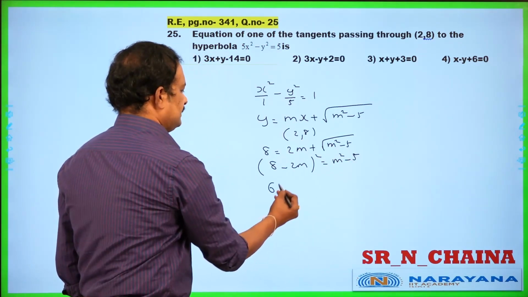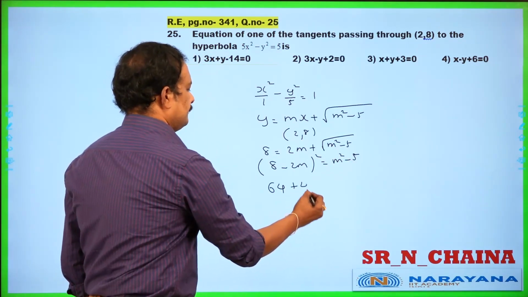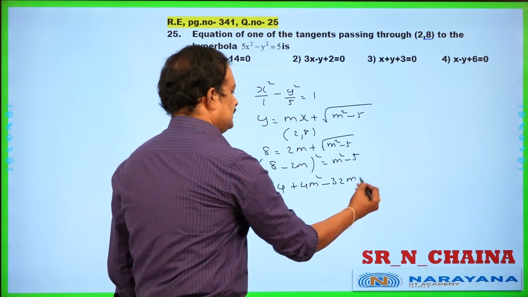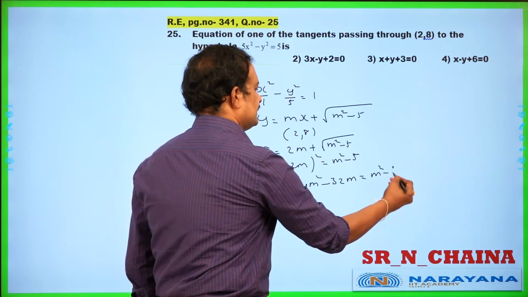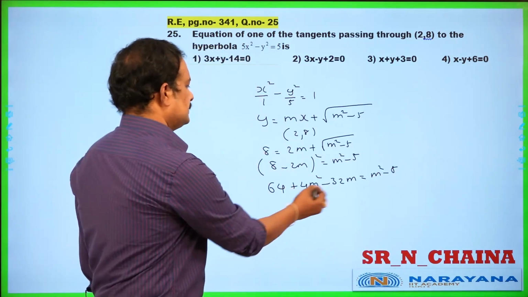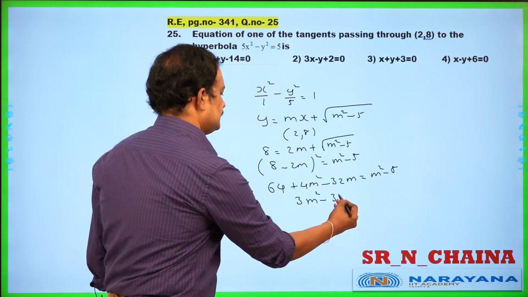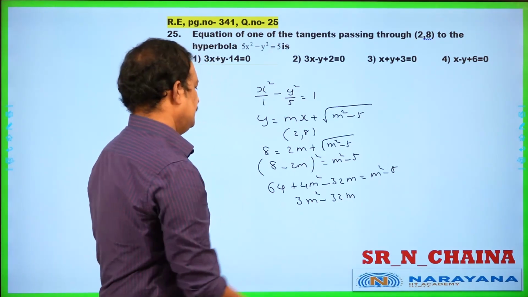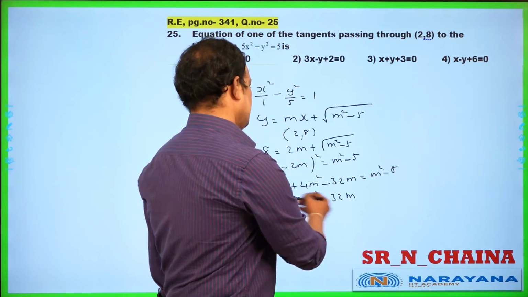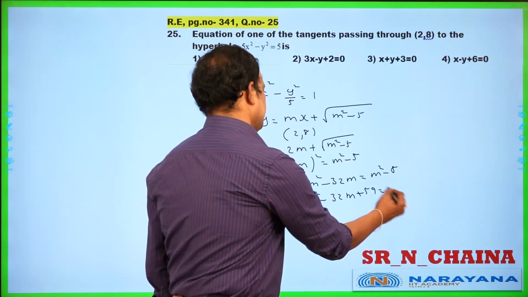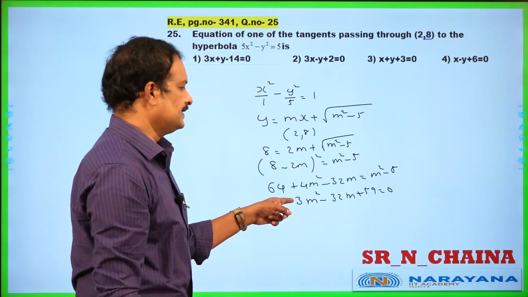So simplifying this one, this is 64 plus 4m square, next minus 32m is equal to the m square minus the 5 there. Okay, so here obviously 3m square, next minus 32m, and here we are going to have, what is that one? That is 59. So from this one we'll be getting the values of m here.